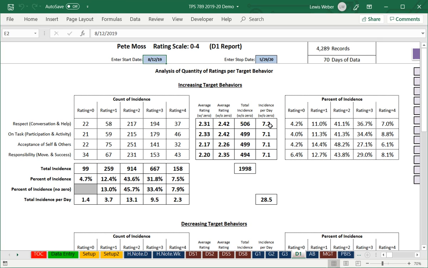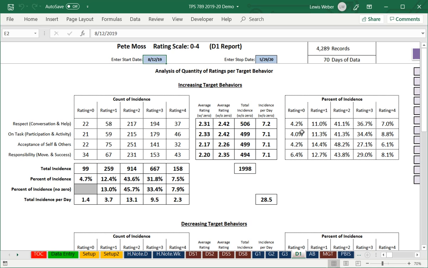And so the average is 7.2 academic blocks per day in which respect occurred, and that is without the zero. So what that means is that the incidence of respect occurred on a daily basis 7.2 times per day. Now, these percentages here are composed of these numbers here.